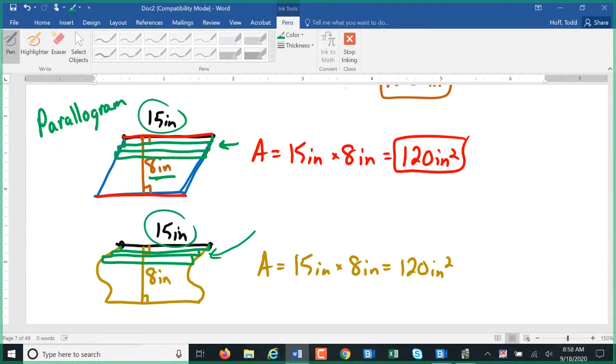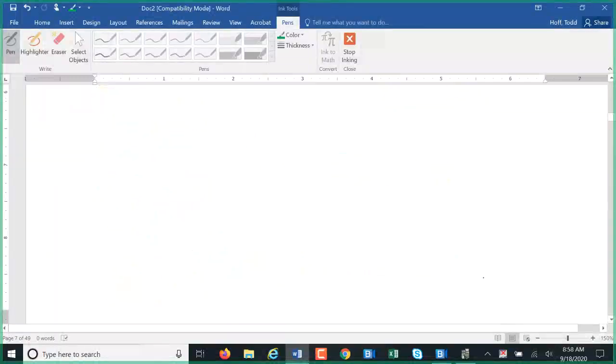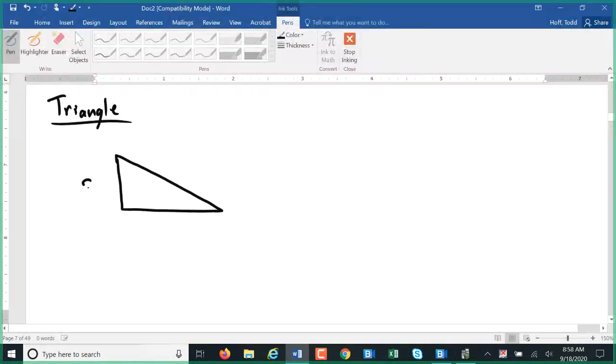In fact, in math, a rectangle is the only shape that we know how to calculate the area of. You might say, well, but we just saw formulas for a triangle. Well, let's look at a triangle here. Let's look at a right triangle. This is 8 inches by 15 inches.